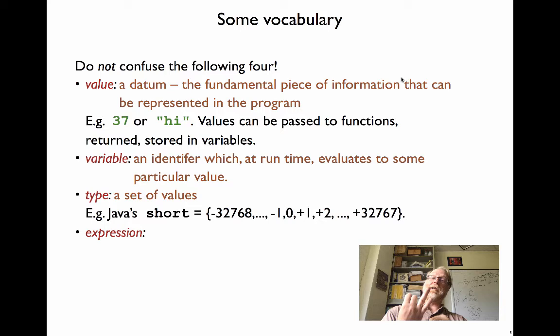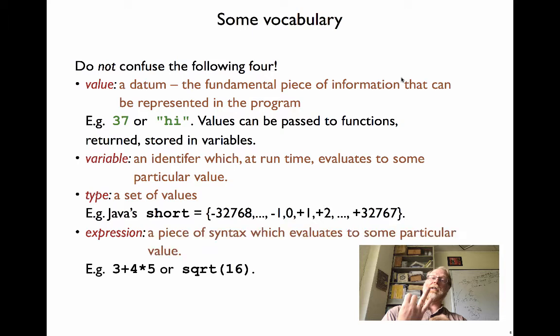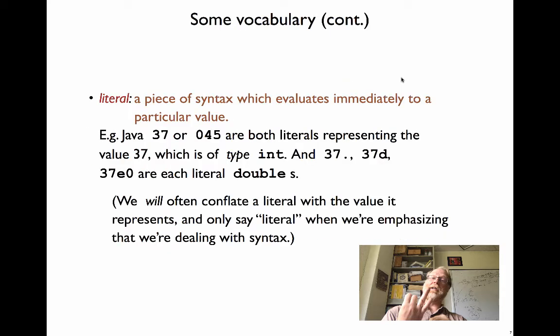So hopefully these are all pretty straightforward. Value, variable, and type. Sometimes people confuse value and variable. I'll have an example in a moment. And then expression. In this class, we're going to focus on expression as something that occurs in a program, in the language of a program source file. So it's a piece of syntax that can be evaluated to get some value. So 3 plus 4 times 5 or square root of 16 might be simple expressions, and we'll do a lot of work with expressions. Okay.